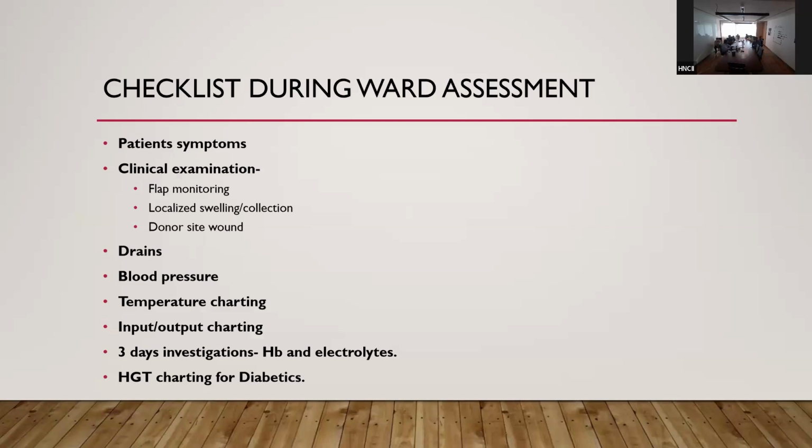Then coming on to ward assessment, the important checklist to be followed is, first, speak with the patient and ask about his symptoms and problems. Second, do a clinical examination of the patient: flap monitoring, localized swelling or collection, and the donor site wound. Then look at the drains, the blood pressure, the temperature charting for any fever, and input output charting. The hemoglobin and electrolytes should be repeated every 3 days because electrolyte imbalance can occur as the patient is not taking a normal diet, and HGT charting should be done for diabetics.